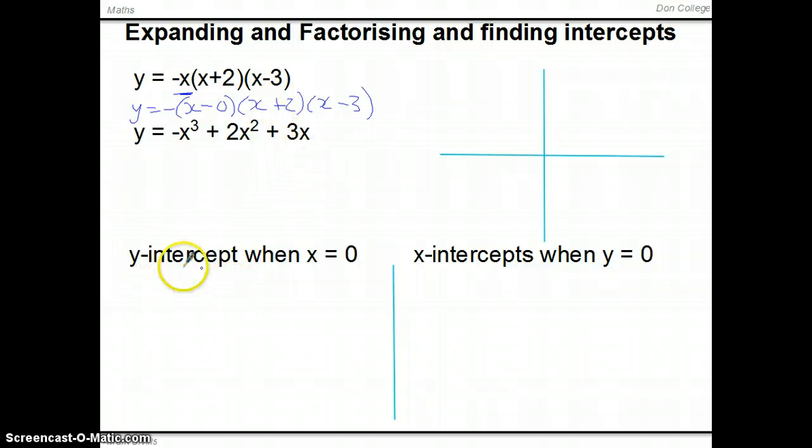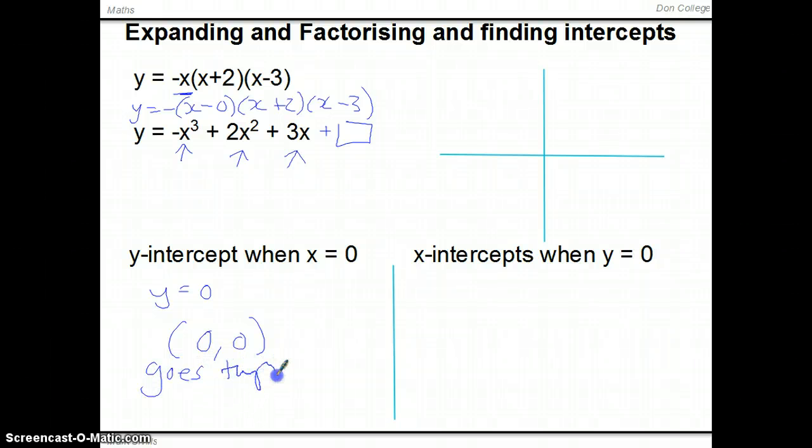So the y-intercept when x equals 0, it's interesting, there is no number here. There's nothing at the end here. So if we make x 0, you get 0, 0, 0, leaves you with nothing. So when x equals 0, y equals 0. It means it goes through the origin 0, 0. That always happens there. So that's something you know straight away.